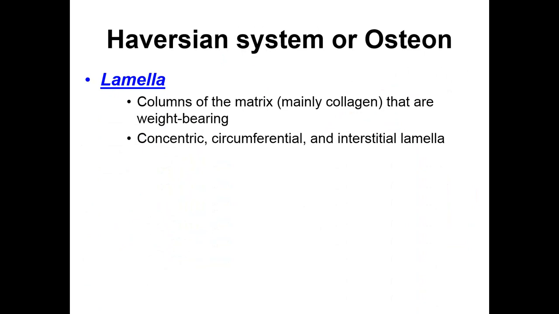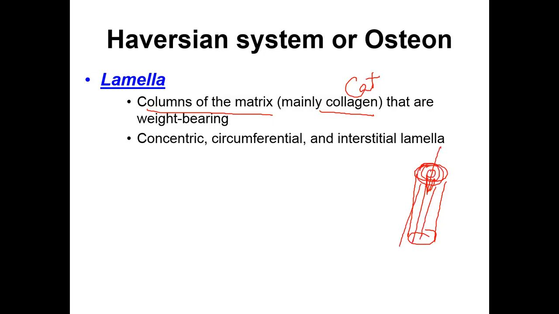So let's move forward. The osteon itself, so we do have the lamella, and the lamella is the columns of matrix. Remember, the matrix is mostly collagen that has been calcified because there's the inorganic matrix, and these columns are weight-bearing. So this is what allows us to put pressure down on the bone. And so if you think about the columns going down this way and then the pressure. The lamella are concentric. And what that means is they're getting bigger and bigger and bigger from the central canal, and they're circumferential, which means they go completely around.